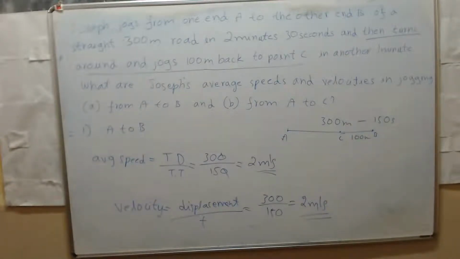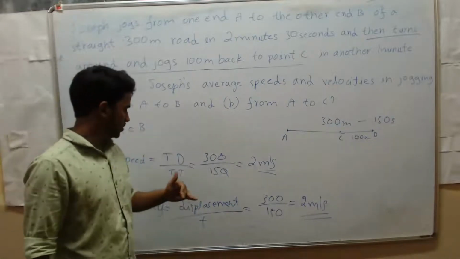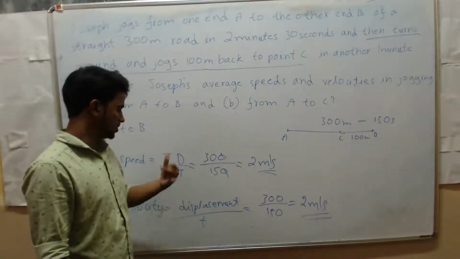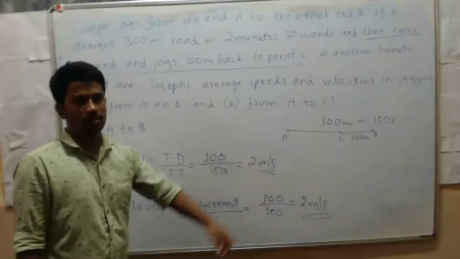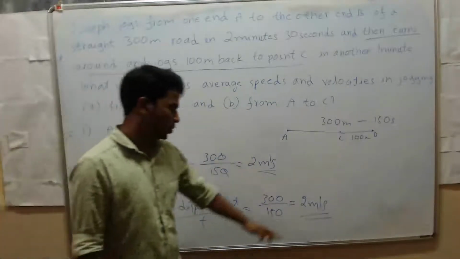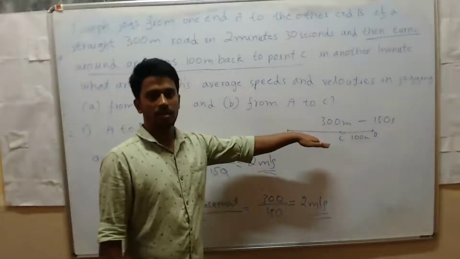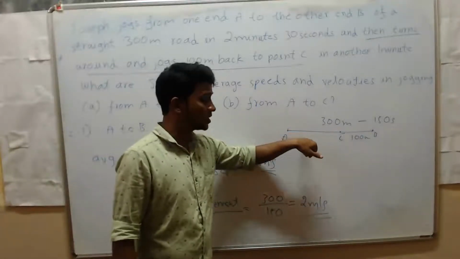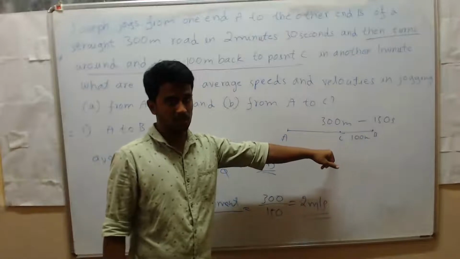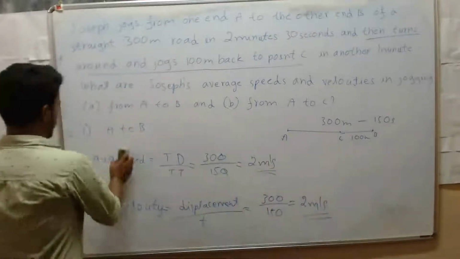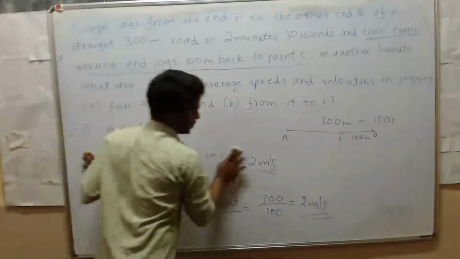Okay, so the first one is over. A to B: average speed equals total distance divided by total time taken, that is 2 meter per second, and velocity is 2 meter per second. Why are both the same here? Because it is a straight line path. Okay, so next move to the second case, from A to C.